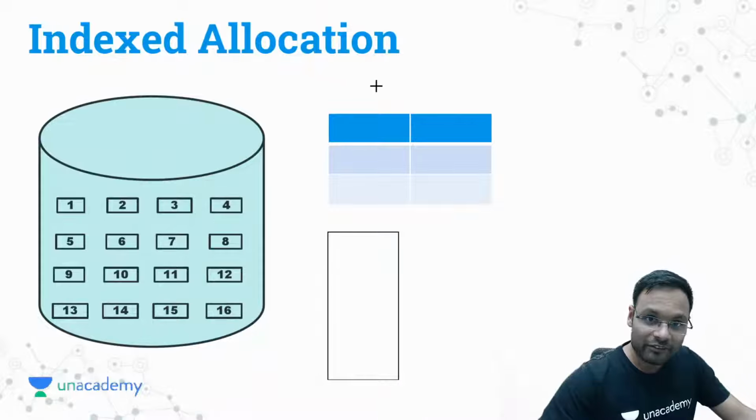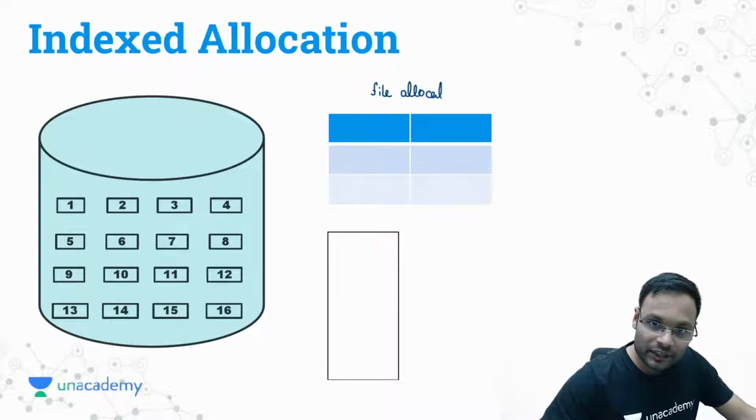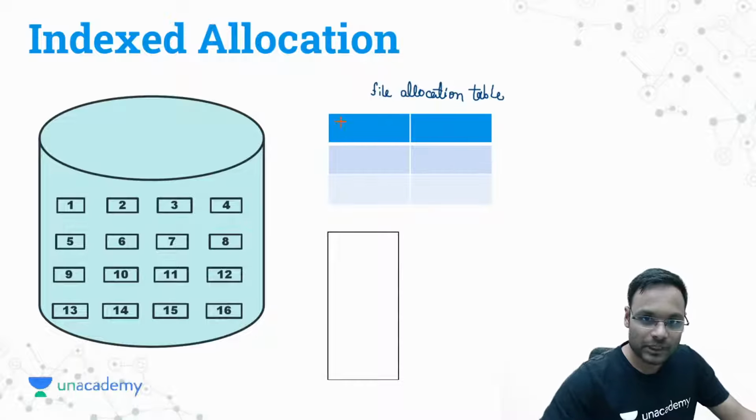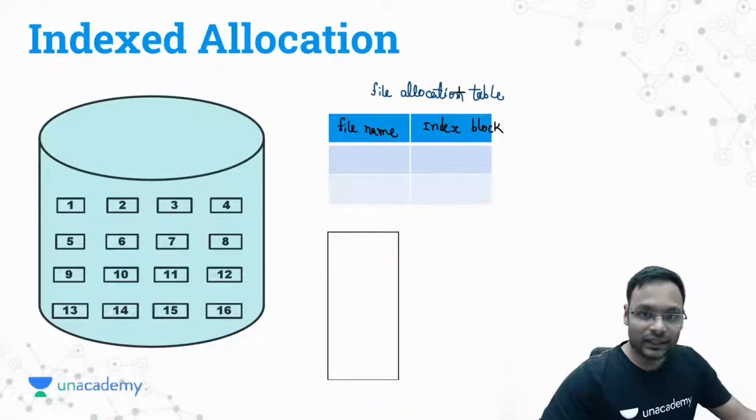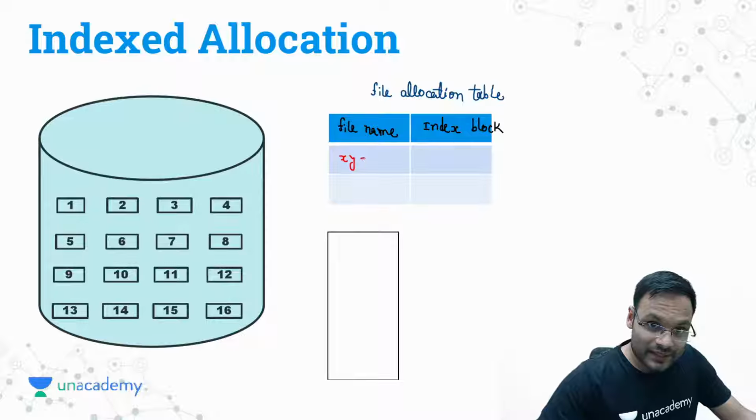So whenever we have a file allocation table, that file allocation table will hold only 2 columns. One is file name, second one is the index block. Which block are you using as the index block? What does it mean? File name, let's say you have xyz.pdf, and its index block is number, let's say, 16.